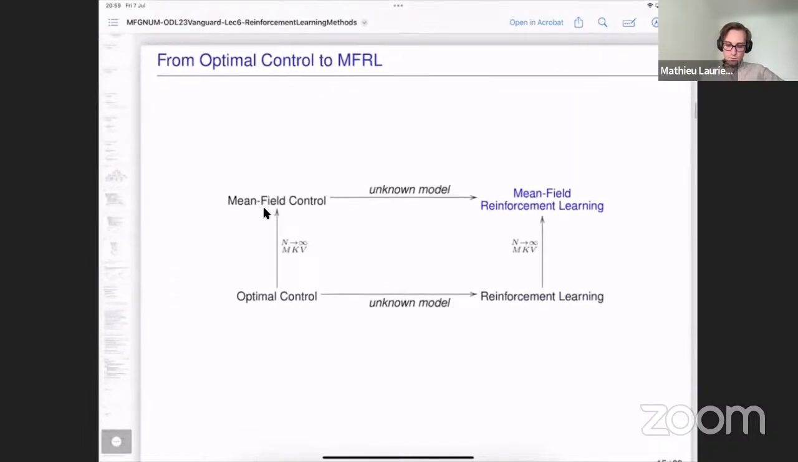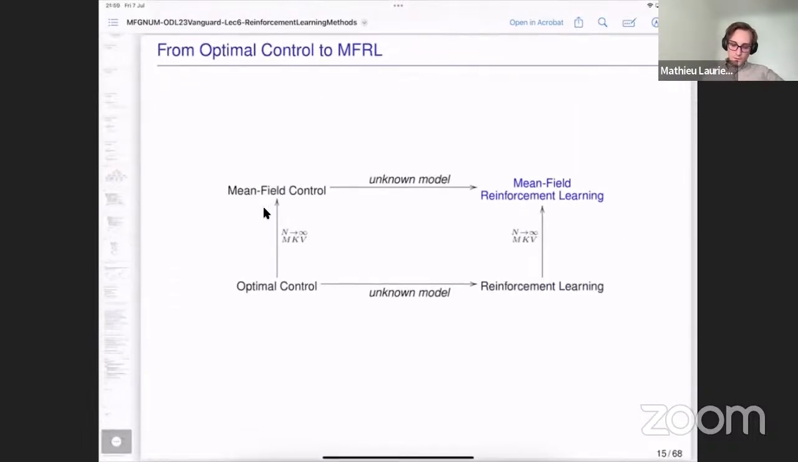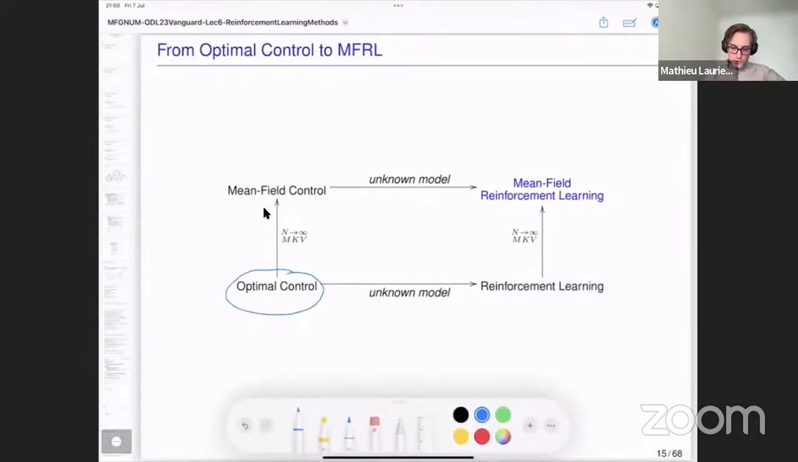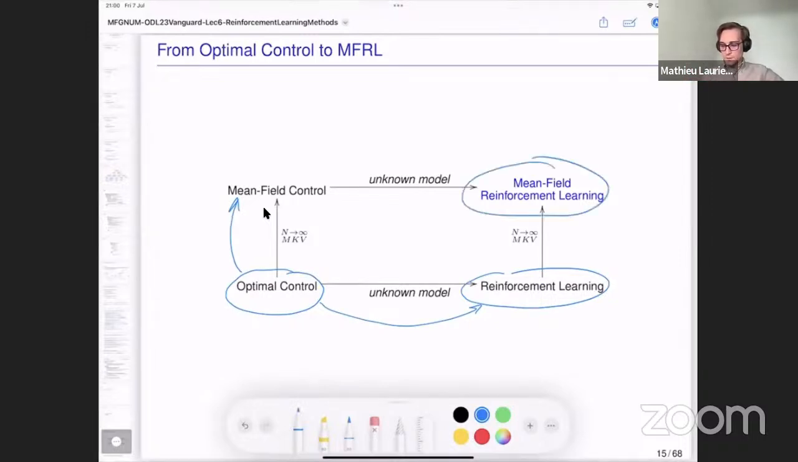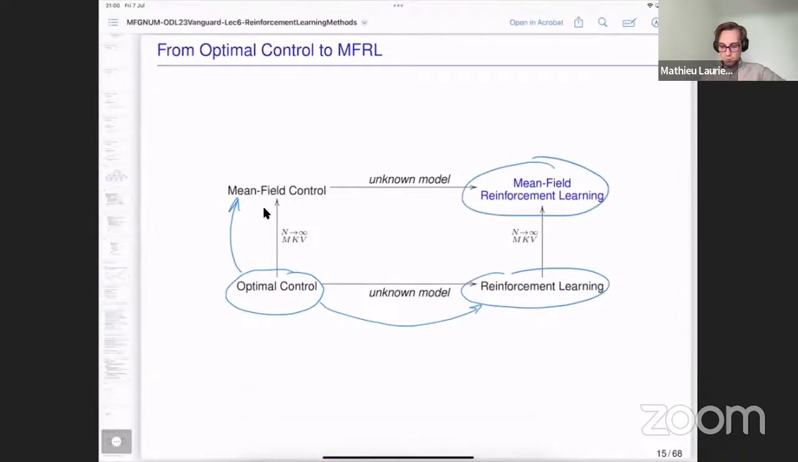Just in a nutshell, if you take one step back, from optimal control, you can go to mean field control, which is what I did basically in the first lecture, right? You can also go to reinforcement learning by saying, I don't know the model, or I don't want to use it in my numerical method. This is typically for a single agent or a finite dimensional system. And then if you combine the two, you would get what I want to call here mean field reinforcement learning.